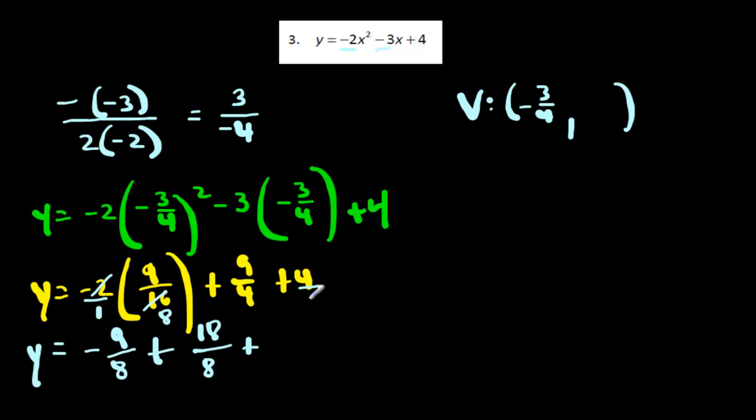Now this 4 has a denominator of 1. I'm going to multiply that by 8 to get eighths. That means I got to multiply that by 8 to get 32. So all of that is going to add up again to eighths. Negative 9 plus 18 is 9. 9 plus 32 is 41. So here's our fraction. This is our output.